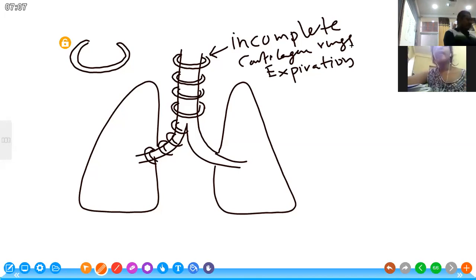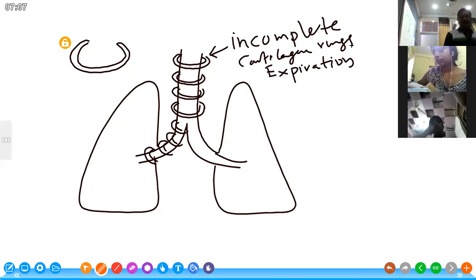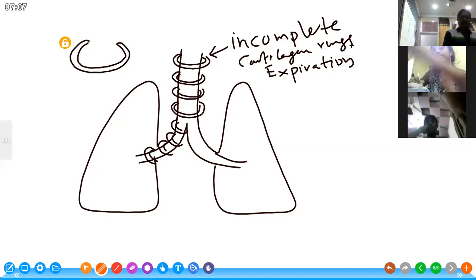And go for question number 8 in the tute. Explain how the following model is used to demonstrate respiration. Then question number 9. What is the function of the ribs in the thoracic cavity? Write the functions of the ribs.